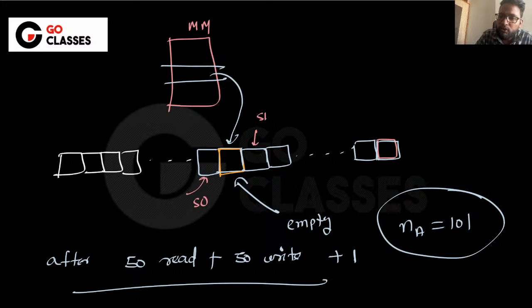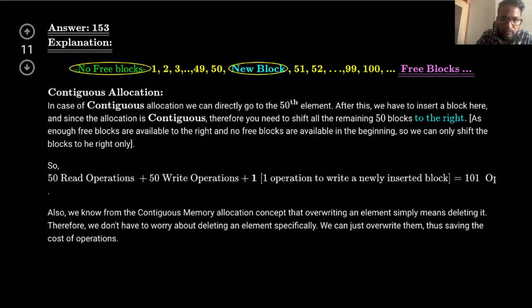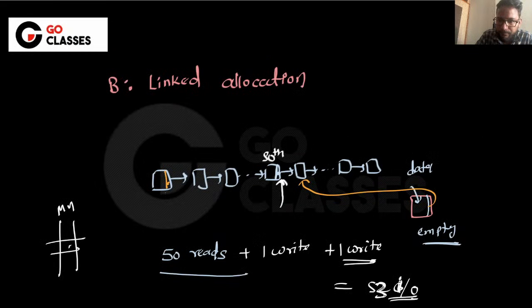Earlier you needed 101. Okay, so yeah, 153 is the answer. Sorry, this is 52. Yeah, this is 52 you will be needing. 52 IO operations you will be needing, and earlier you had 101. So that's why the total IO operations that you need is 101 plus 52, which is 153.